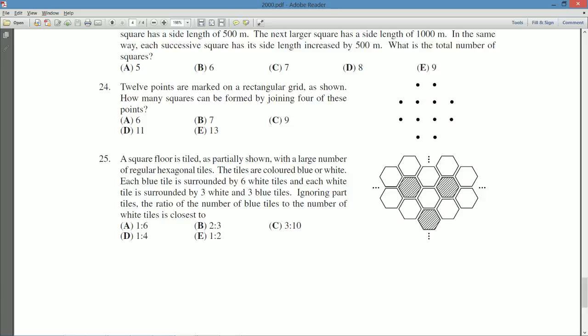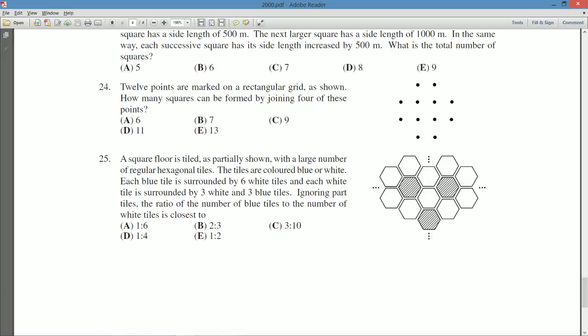Ignoring part tiles, the ratio of the number of blue tiles to the number of white tiles is closest to 1 to 6, 2 to 3, 3 to 10, 1 to 4, or 1 to 2.